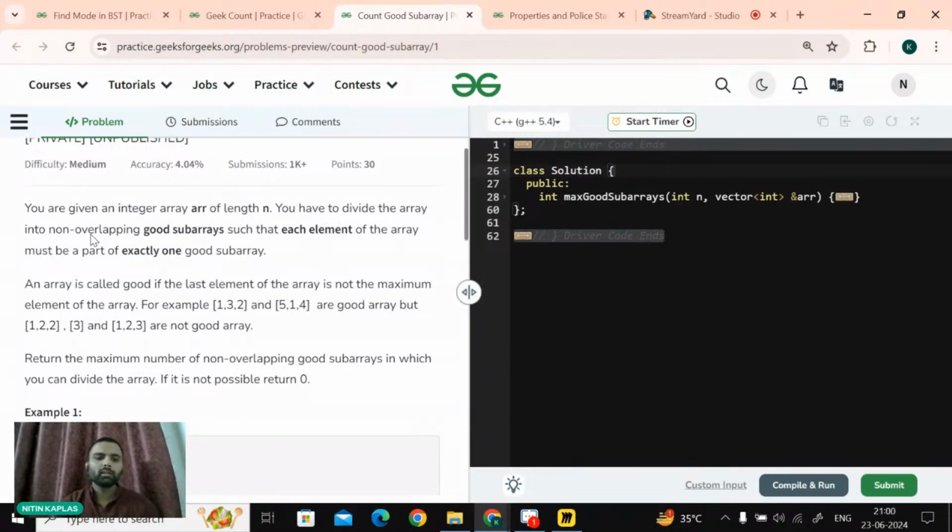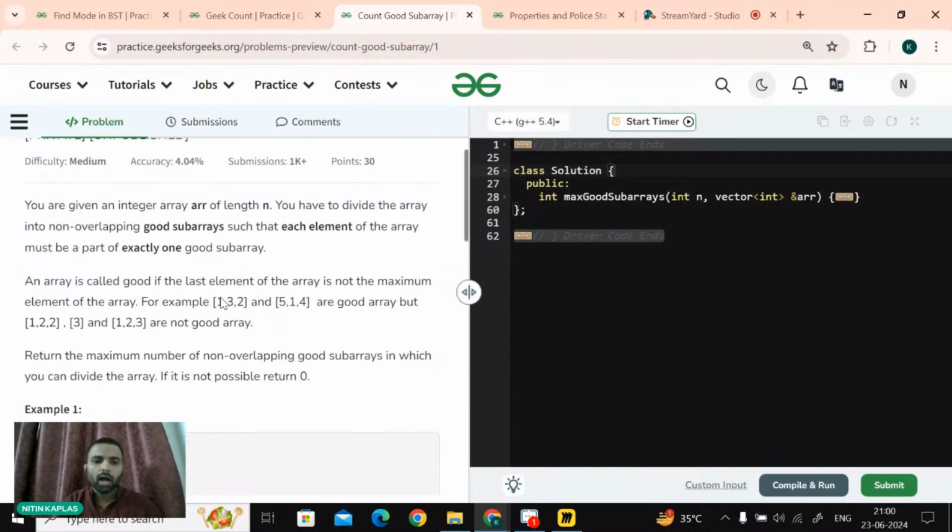If you take here, for example, 1 2 3 2, either you are taking 1 3 separate and 2 separate, right? Don't overlap any element in both of the subarrays. So that's the simple idea of the overlapping part. Now, the task is to divide the array into non-overlapping good subarrays such that each element of the array must be part of exactly one good subarray, right?